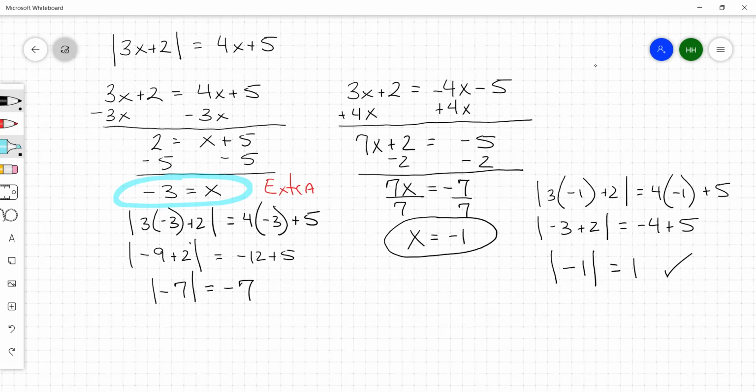Couple of key points. When you negate this second equation, when you negate the right side of this equal sign, make sure that you negate both terms or as many terms that are over there. You got to negate everything. You have to change the sign of everything on the right-hand side.